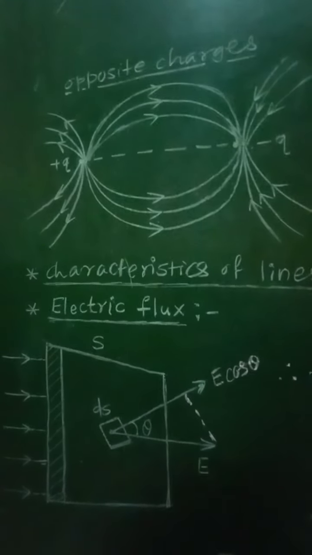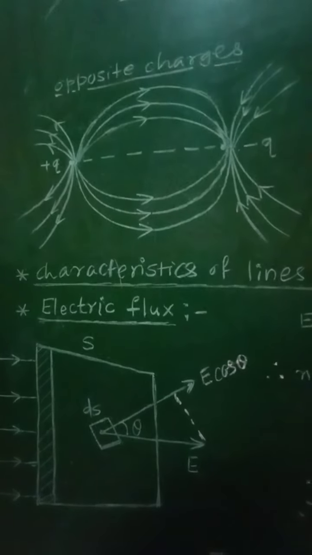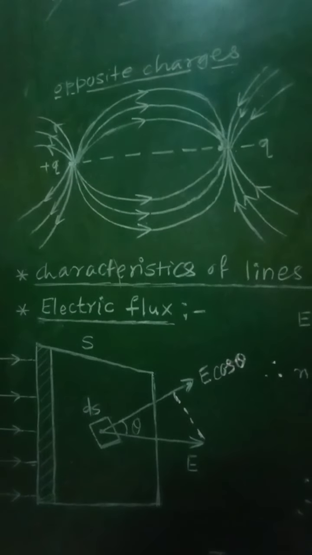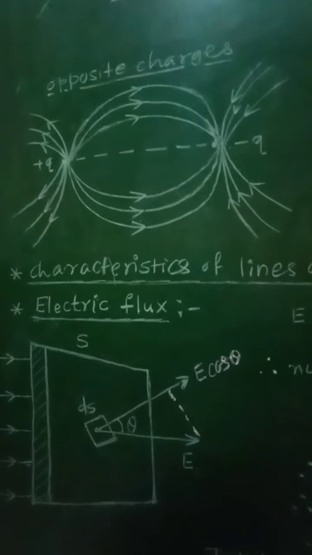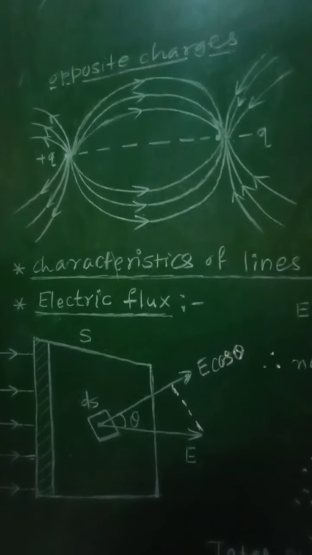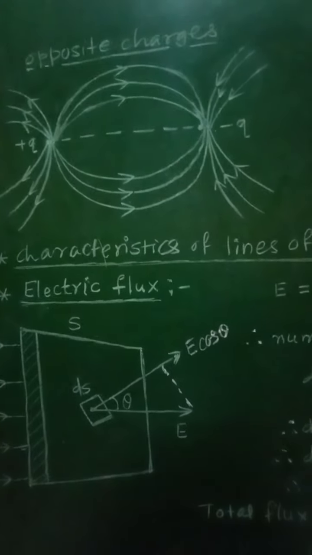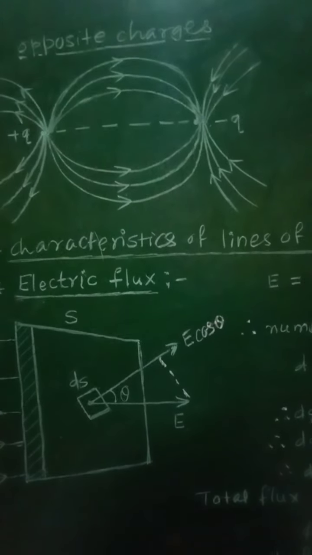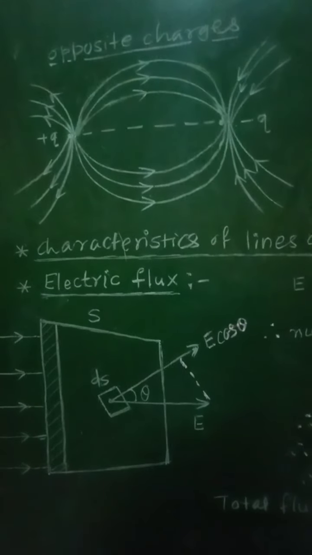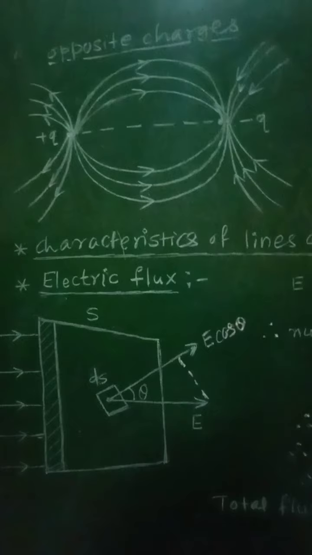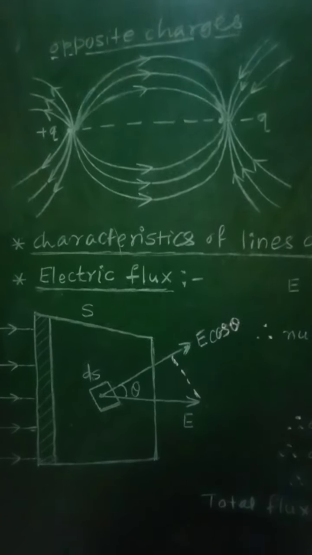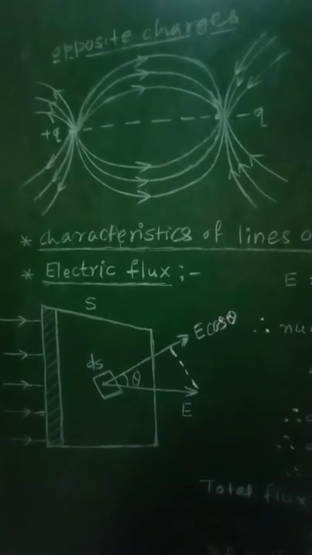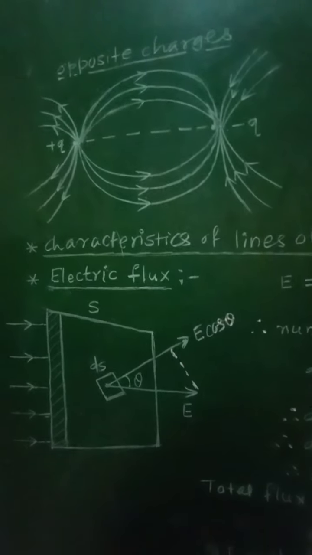Then the eighth characteristic is that the lines of force of a uniform electric field are parallel to each other and are equally spaced. So these are some of the characteristics of the electric lines of force.